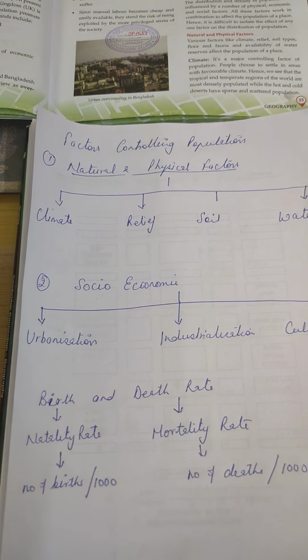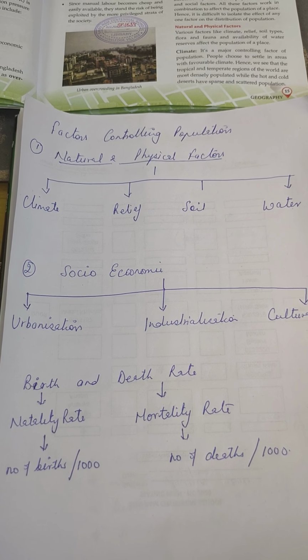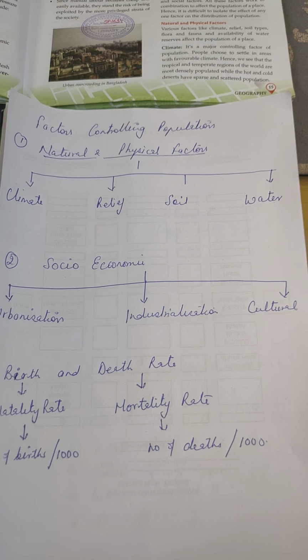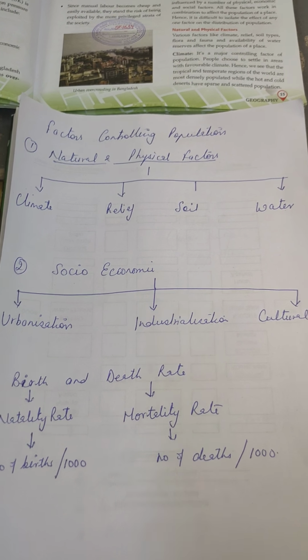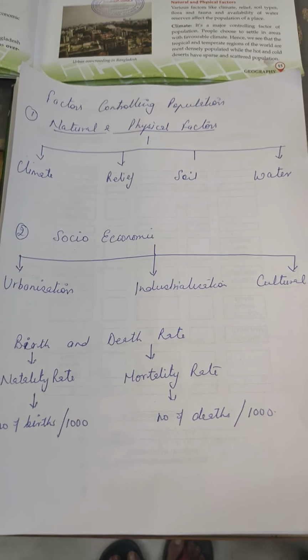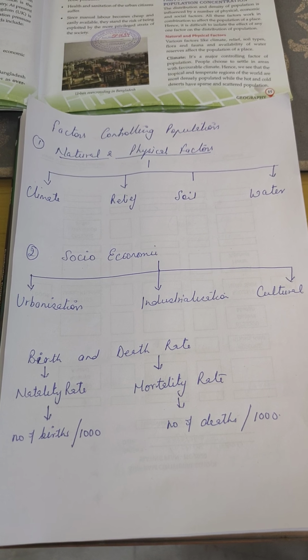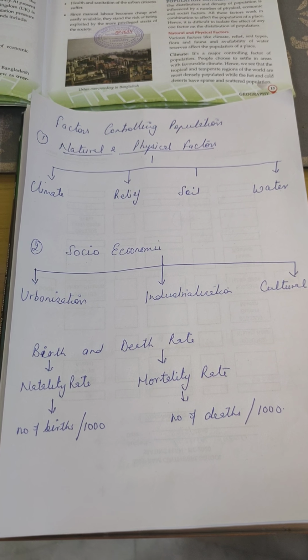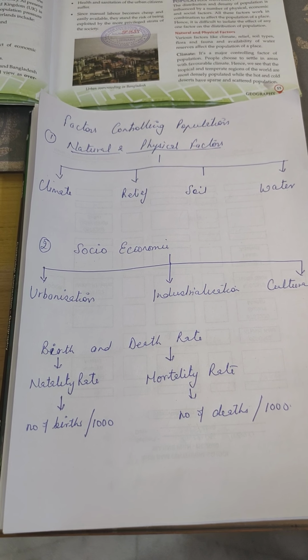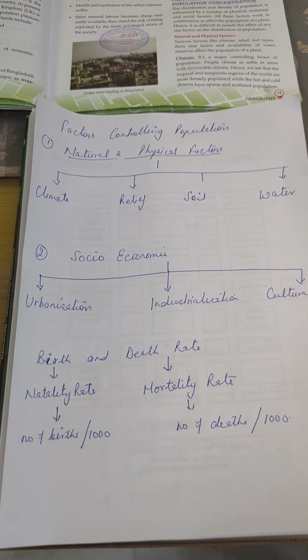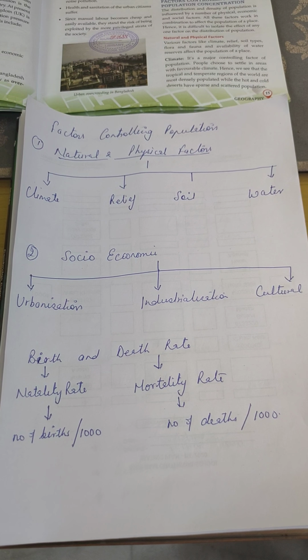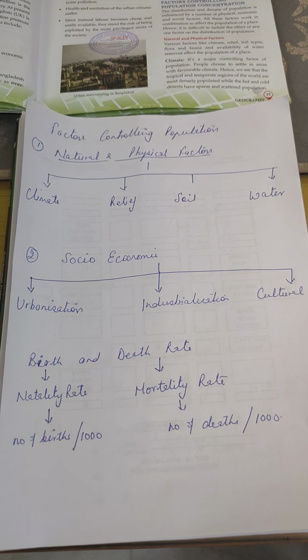Next, why does any area have more people and why are there certain areas with fewer people? There could be reasons behind it, and for those reasons there are certain factors which control the amount of population present in a particular place. The first type of factor is the natural or physical factor.